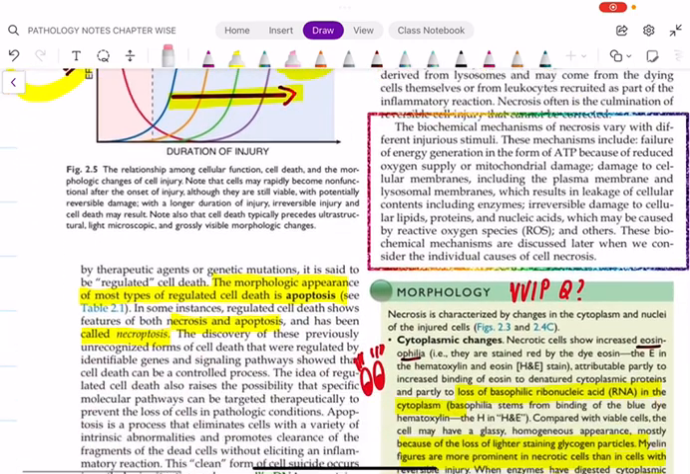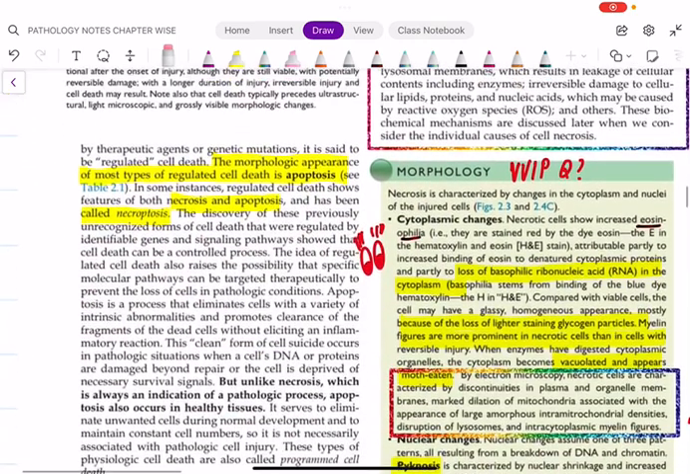Then we have something we call apoptosis. Apoptosis is a programmed, regulated cell death. That means the body itself has a protocol: if this cell wants to undergo apoptosis, these are the pathways and mechanisms it should undergo. The body itself will decide like that. So it is a programmed cell death.